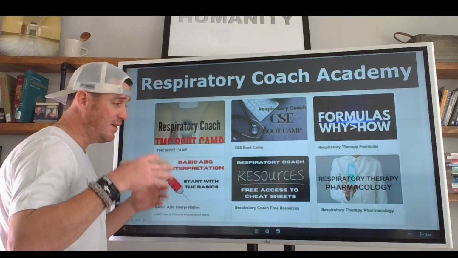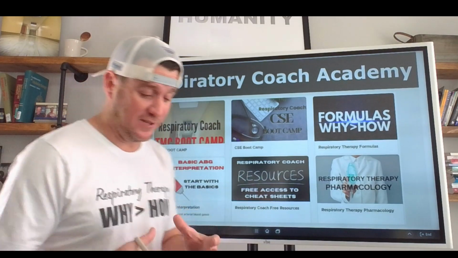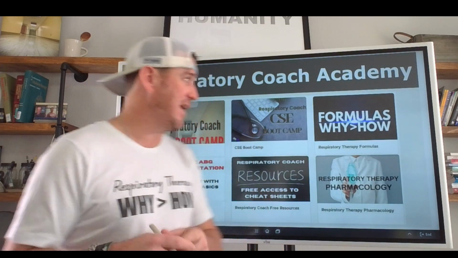Now, that's non-invasive ventilation specifically related to alarms. Remember the two most commonly misset ones: the low inspiratory pressure and the low respiratory rate. Keep that in mind as you work through.